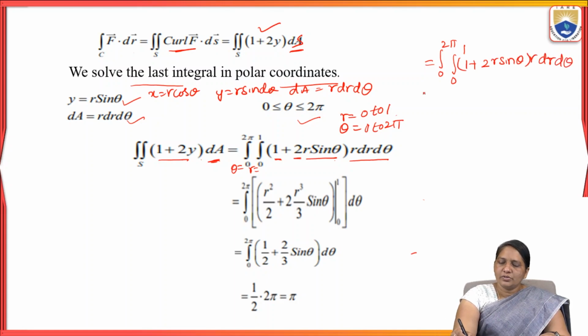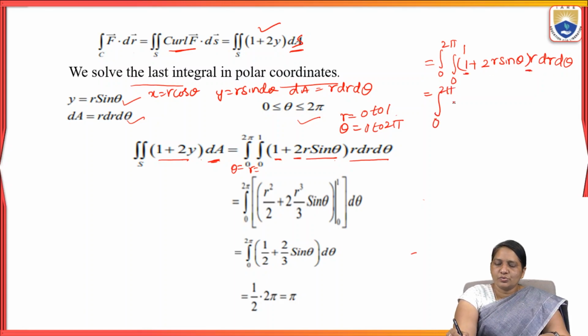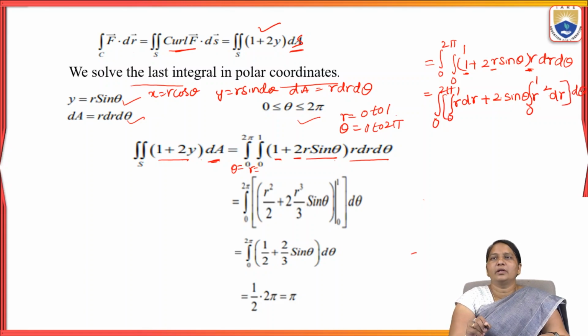So integral here, first I will do with respect to r, after then with respect to theta. So integral 0 to 2 pi, 1 into r is r, so r dr plus 2 sin theta is the constant. Already r is there here, one more r. r into r is r square. So here integral 0 to 1, r square dr d theta.